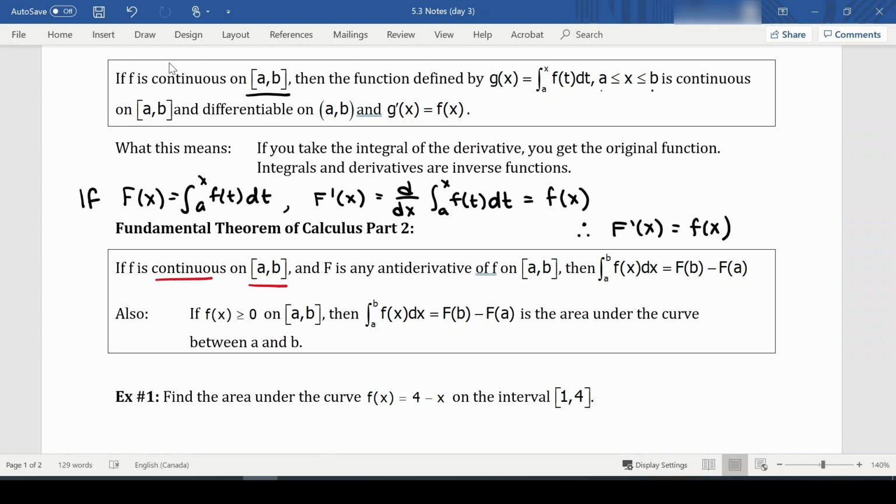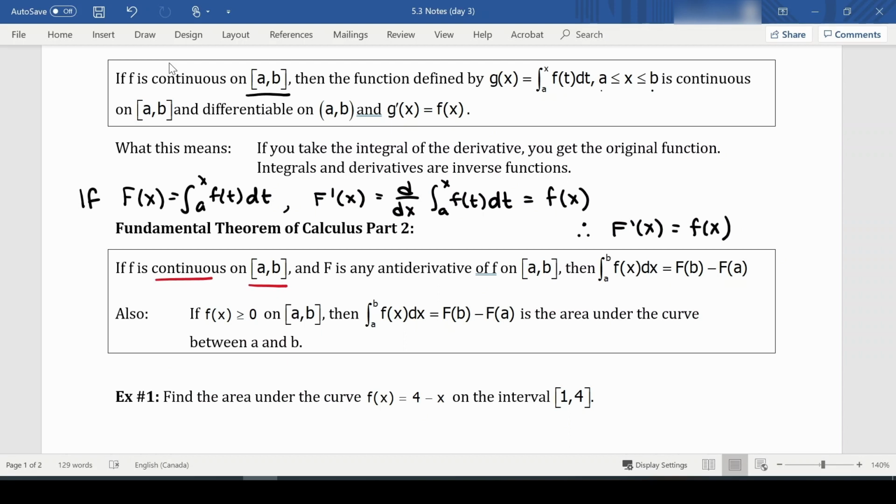If little f is larger than 0 on that interval a to b, then the integral is the area under the curve between a and b. In other words, if the function is completely above the x-axis, then when you do the integral using the antiderivative method, you are also going to get the area under the curve.